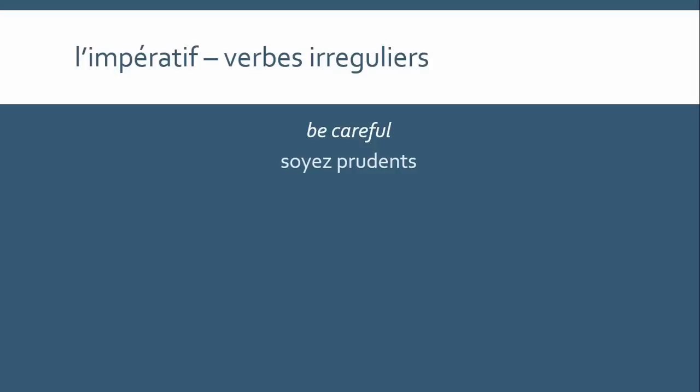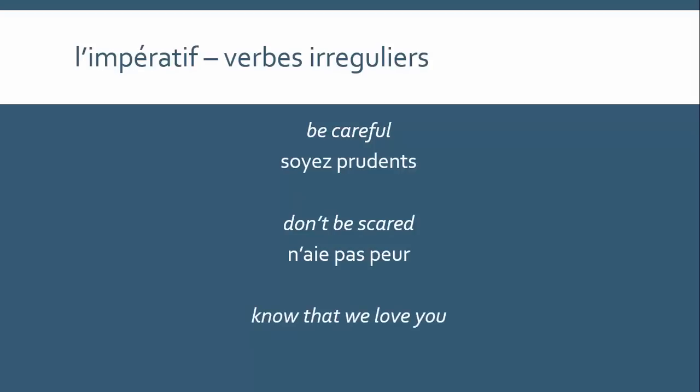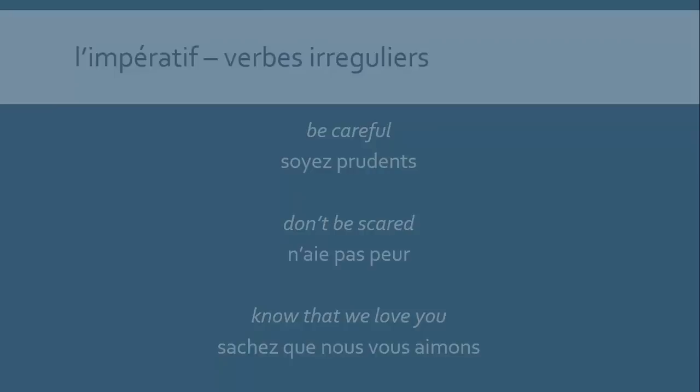Be careful. Soyez prudent. This is something that you often see on the motorway, particularly if it's raining, for example. They'll have signs that say, soyez prudent, be careful. Don't be scared, n'aie pas peur. Remember that to be scared in French is to have fear, avoir peur, hence we're using the imperative form of avoir here. And know that we love you, sachez que nous vous aimons. What a lovely note to end on.